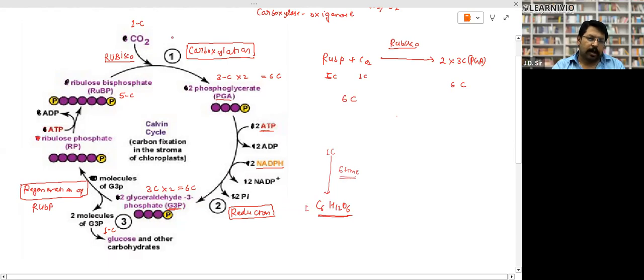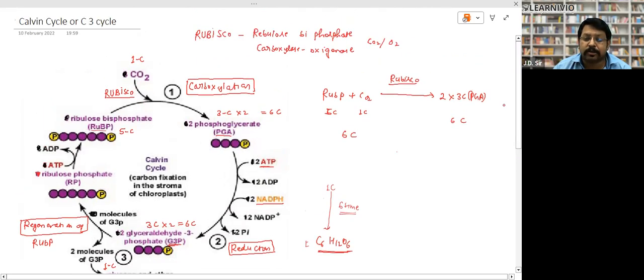Look, again, there is a substrate or compound. The name of this compound is RuBP, ribulose bisphosphate. It is a 5 carbon compound. This purple color circle represents the carbon and the yellow color circle represents the phosphate. So RuBP, ribulose bisphosphate, is a 5 carbon compound made up of 2 phosphates. This RuBP will combine with carbon dioxide in the presence of the enzyme rubisco, ribulose bisphosphate carboxylase oxygenase. This is the name of this enzyme, rubisco.